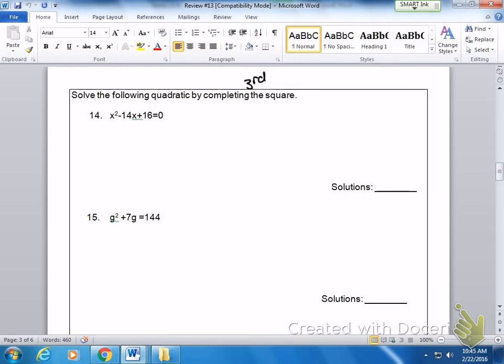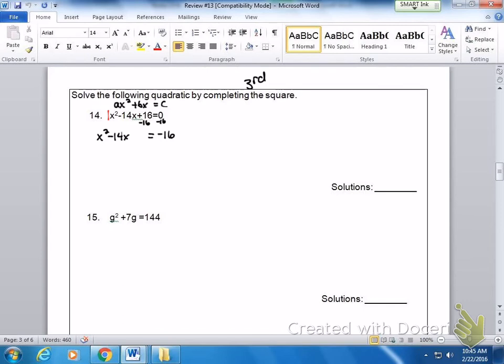X squared minus 14x plus 16 equals 0. Remember, this one, unlike the other ones, we need our number, our constant, over on the other side. This isn't set up that way, so I'm going to subtract 16 from both sides to make it that way. So I have x squared minus 14x, I'm going to leave some space, equals negative 16. Now normally we'd have to divide by a, but in our case a is 1, so dividing wouldn't matter.